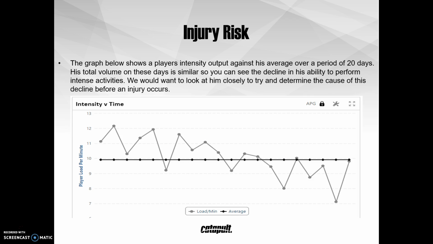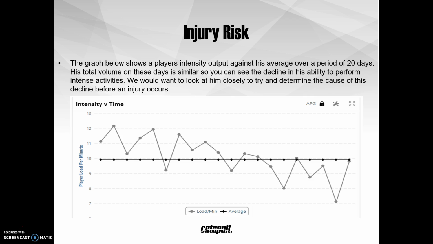Another good use of our Catapult metrics is to try and find signs of an injury before that injury actually occurs. These signs may present as a dramatic change in player loading, monotony in our training schedule, or a decreasing output for a similar task.